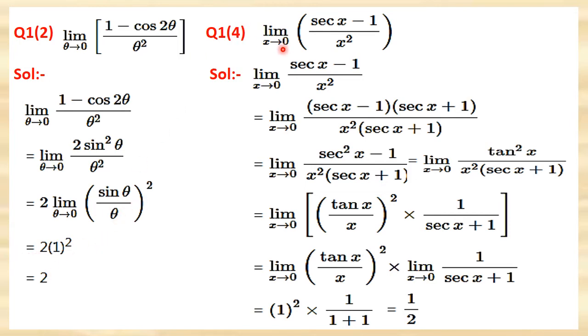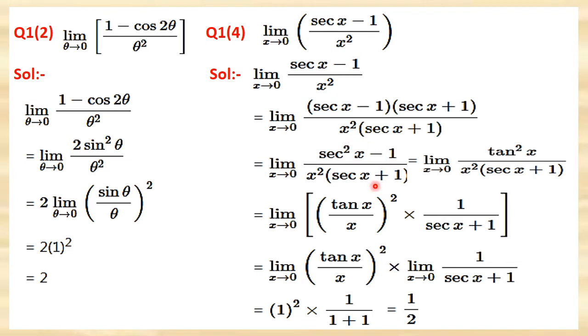And question number 1, fourth one. Limit x tends to 0, sec x minus 1 upon x square. Here we multiply the numerator and denominator by the conjugate of sec x minus 1, that is sec x plus 1. Then the numerator will become sec square x minus 1, because it is of the form a minus b into a plus b, so a square minus b square form.